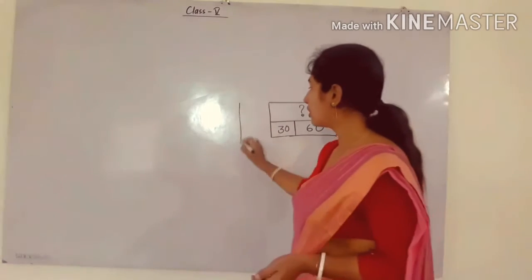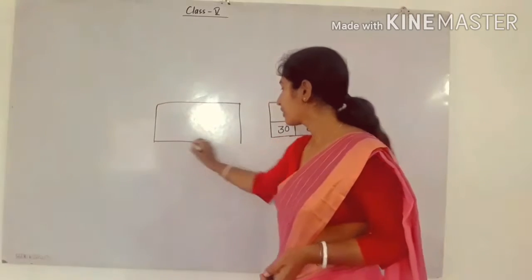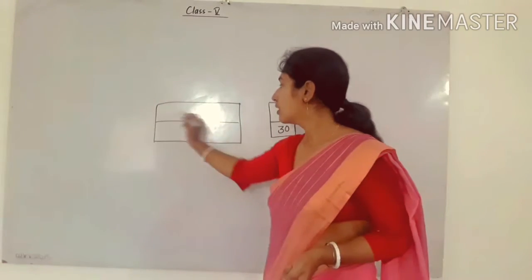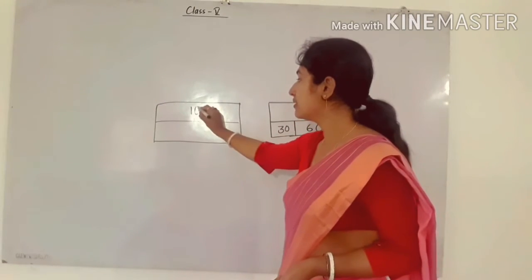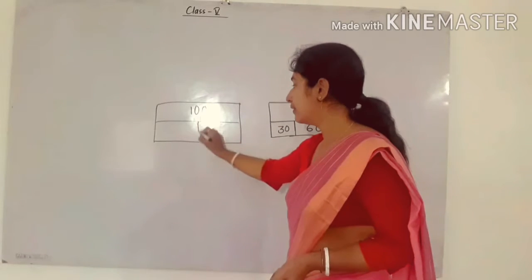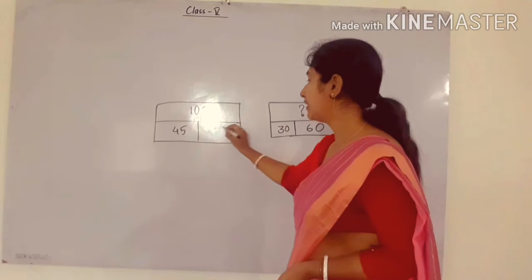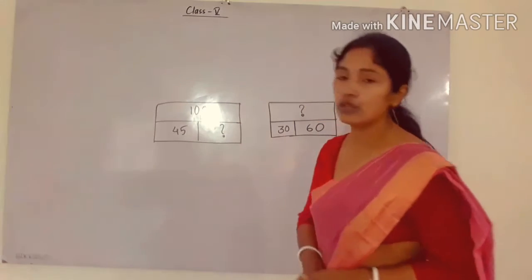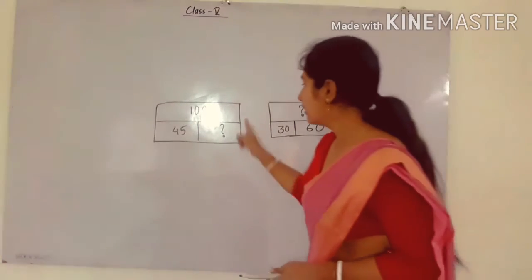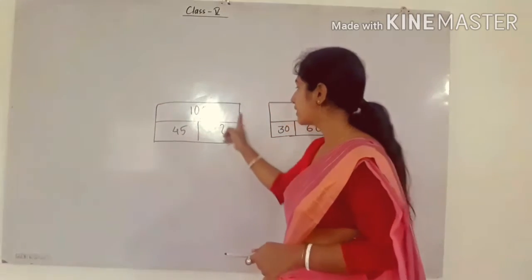Similarly, if our model is like this, suppose this number is given as 100 and this number is given as 45 and you need to find this number, the second rectangle. So here what we have to do, as you know the bigger rectangle is given.